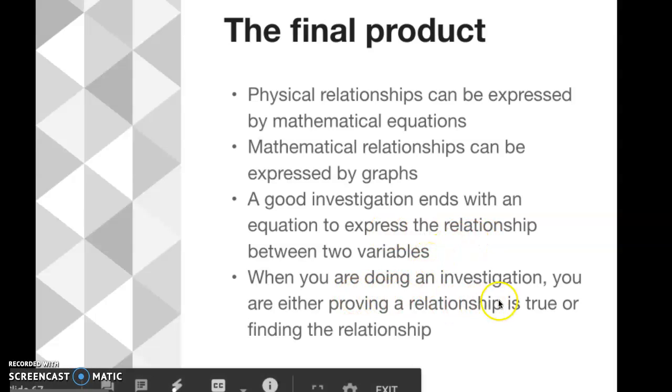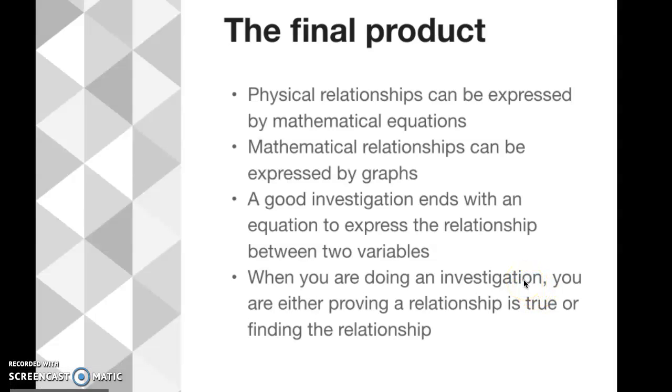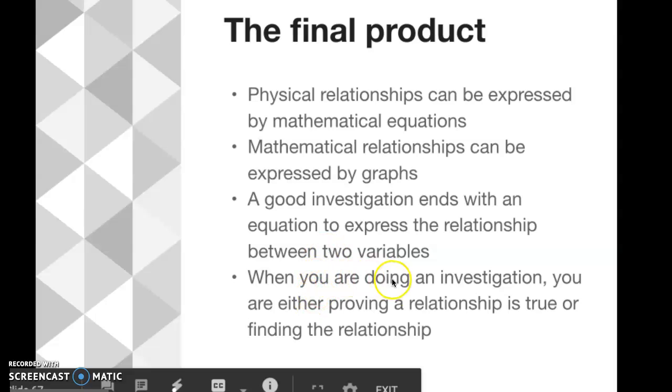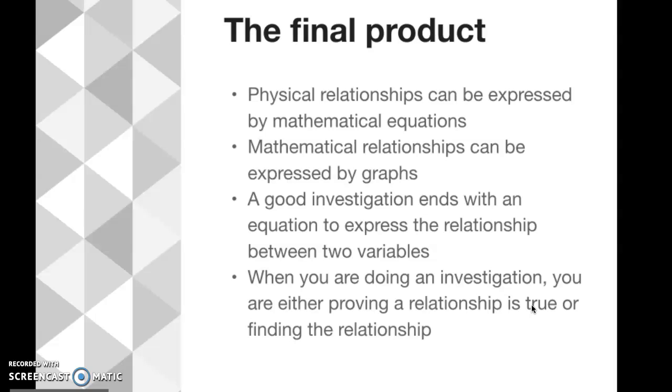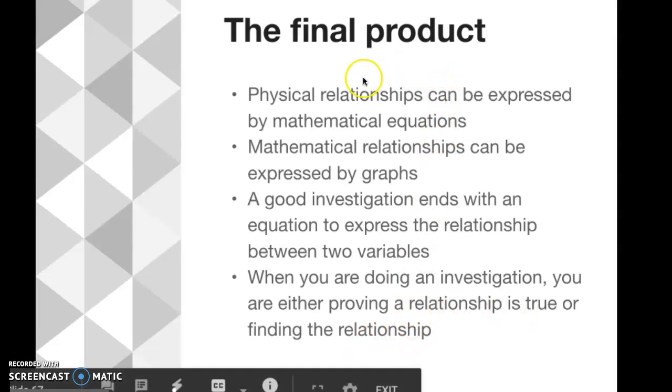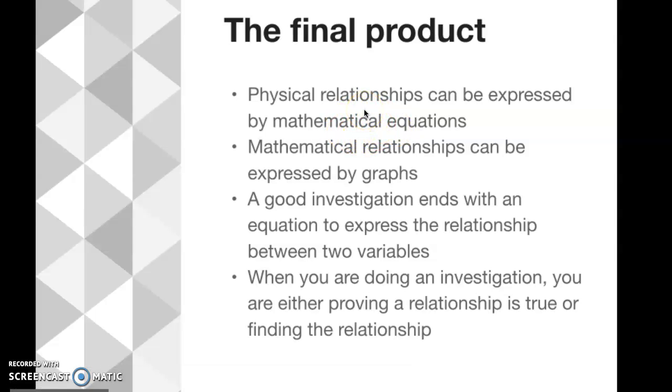When you are doing an investigation, basically, you're doing one of two things. You are either proving a relationship is true, or you're trying to find the relationship in a new thing. And yes, there are still relationships to be found out there. That relationship has to be a mathematical relationship, has to be expressed as an equation. And the way that you are going to get that equation is by looking at a graph.